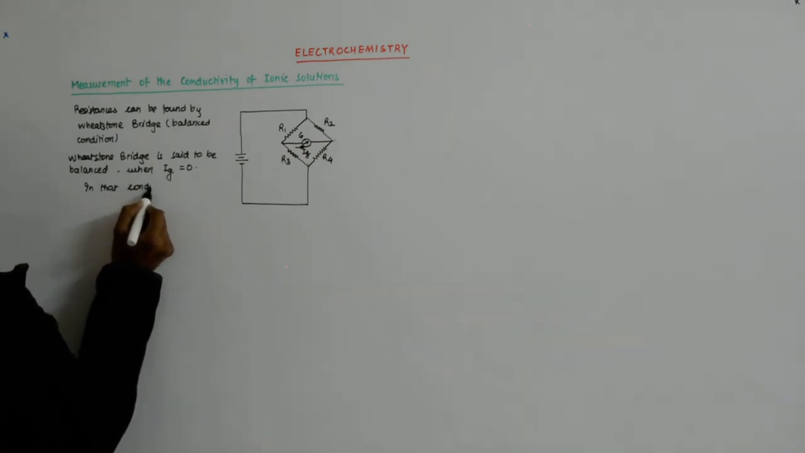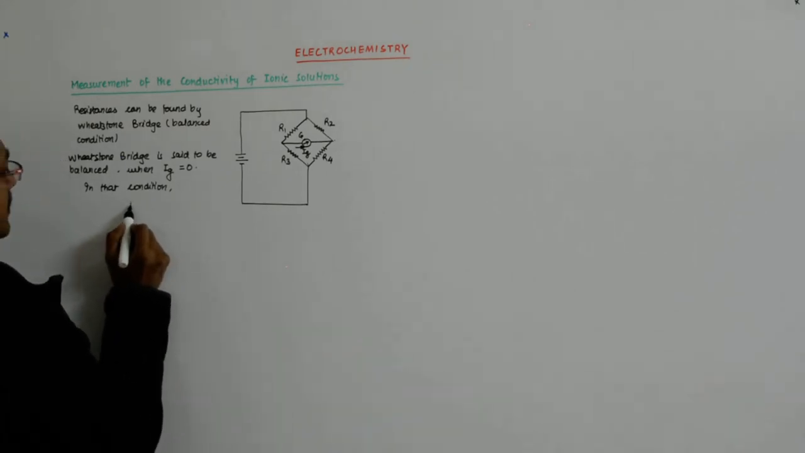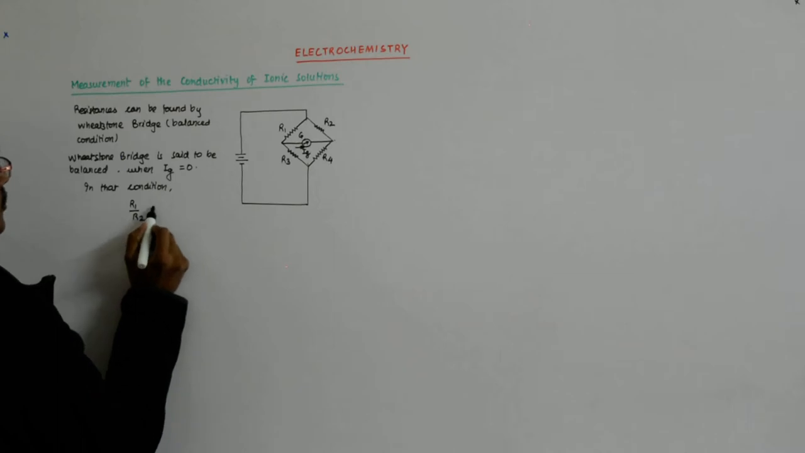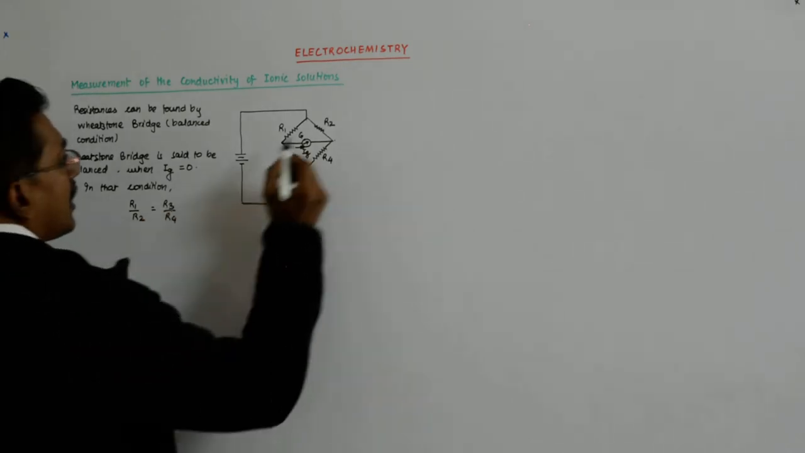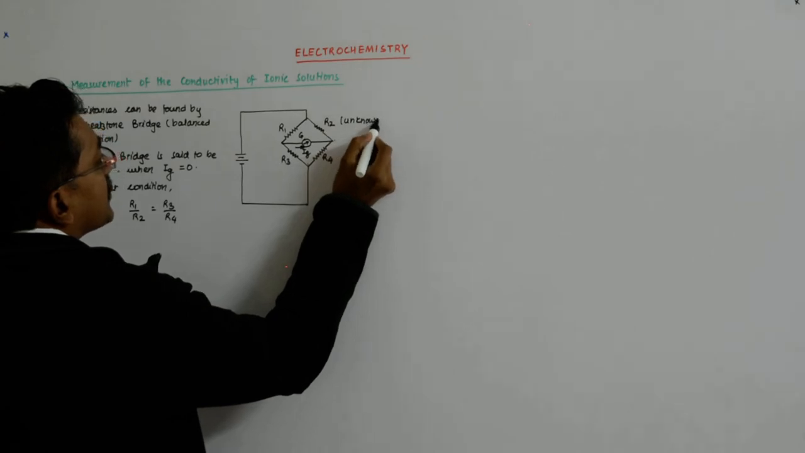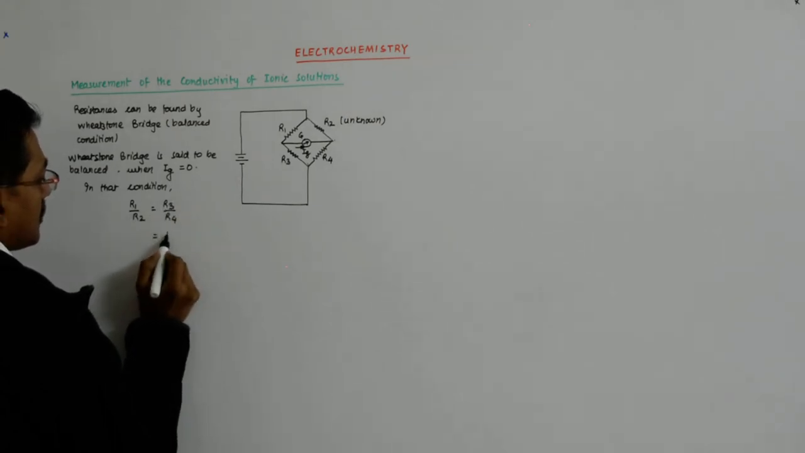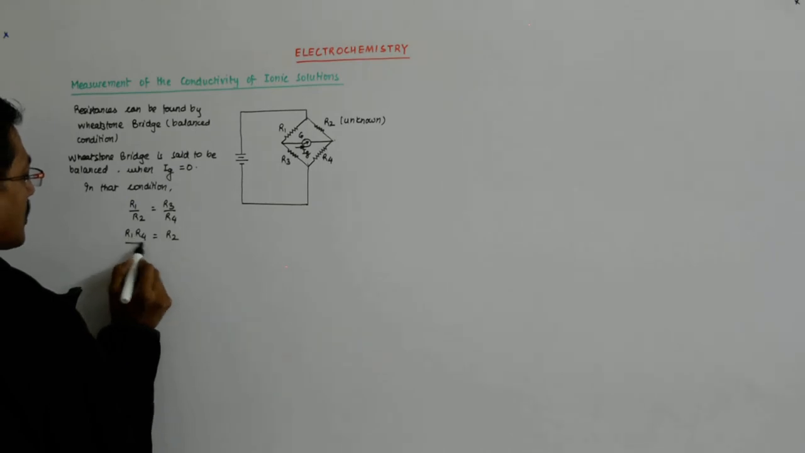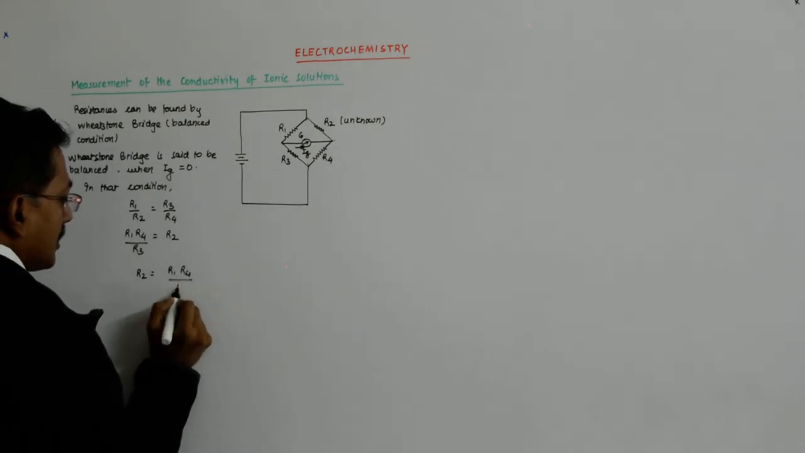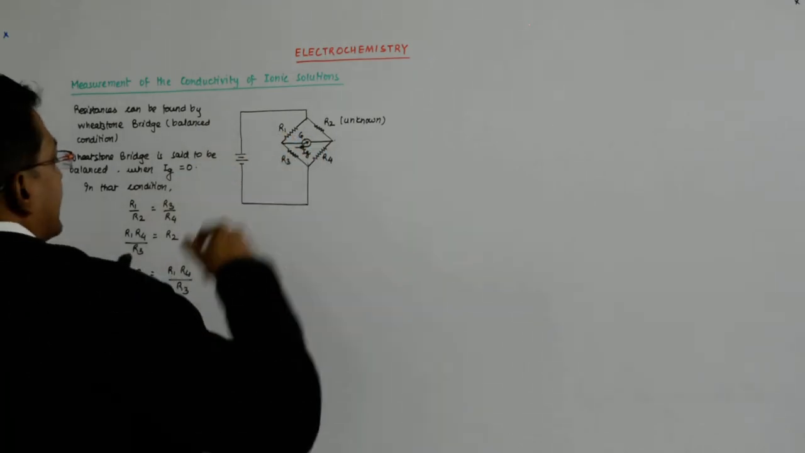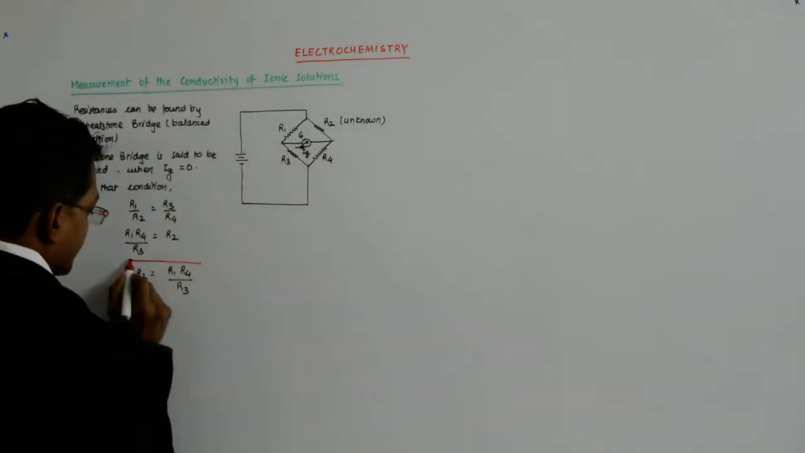In that condition, there is a relationship R1 upon R2 is equal to R3 upon R4. Now if R2 is the unknown, if say this is the unknown resistor that you have put in, and you know the values of the rest three, then what do you do? Then R2 is equal to R1, R4 upon R3. So if we know the three remaining resistors, we get to know R2. Fine. That's how you do it with any unknown resistor.